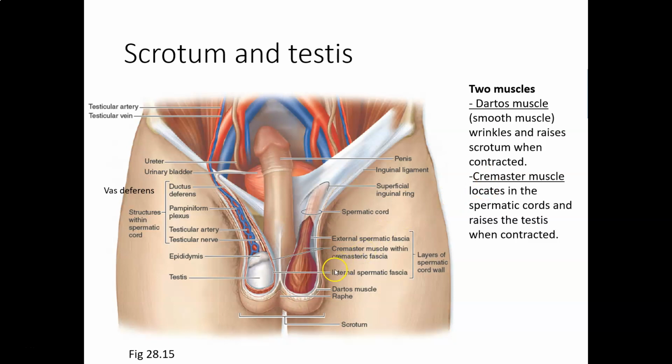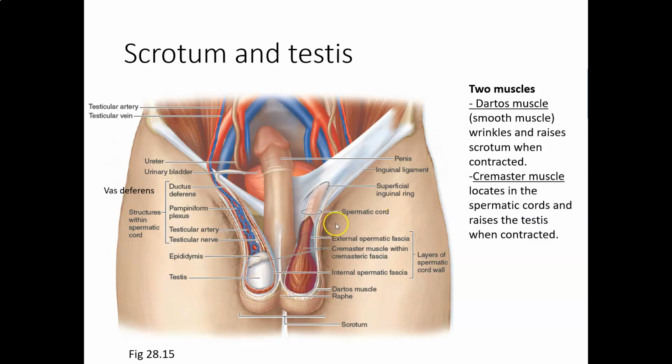And there's another muscle, a smooth muscle underneath the scrotum. The scrotum is actually this skin, and underneath the skin layer, right, is the dartos muscle. And that's the one that actually raises the scrotum when contracted. So of those two muscles, which one is responsible for scrotum contraction and which one is responsible for testis contraction, you need to know, right?